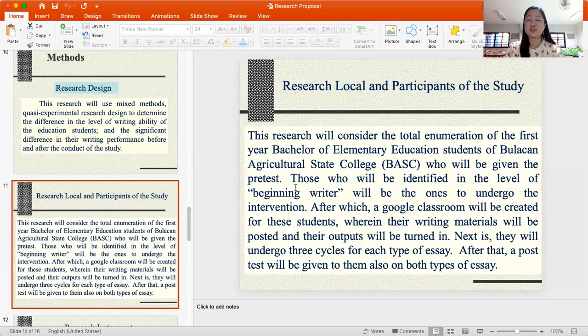Next is the research locale and participants of the study. This research will consider the total enumeration of the first-year Bachelor of Elementary Education students of Bulacan Agricultural State College, or BASC, who will be given the pretest. Now, those who will be identified in the level of beginning writer will be the ones to undergo the intervention. After which, a Google Classroom will be created for these students, wherein their writing materials will be posted and their outputs will be turned in. Next, they will undergo 3 cycles for each type of essay. After that, post-tests will be given to them also on both types of essay.